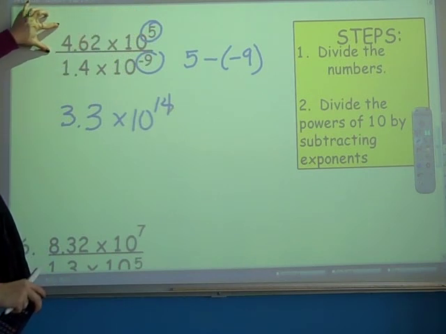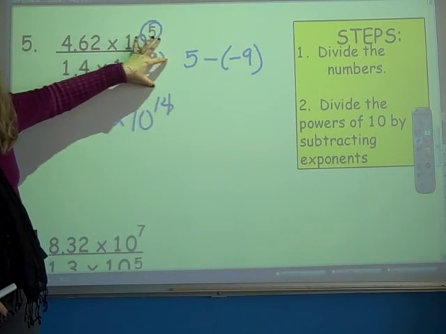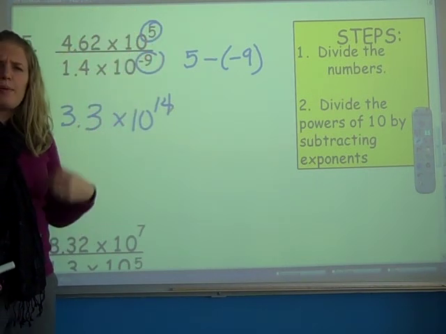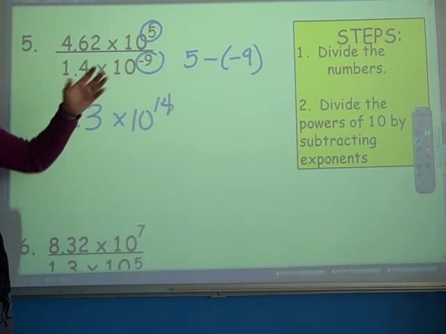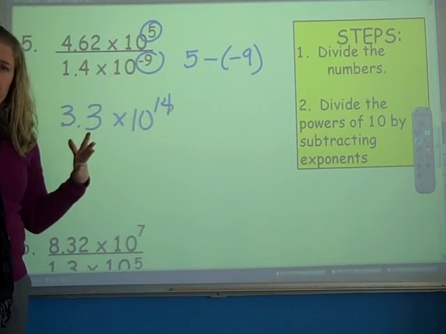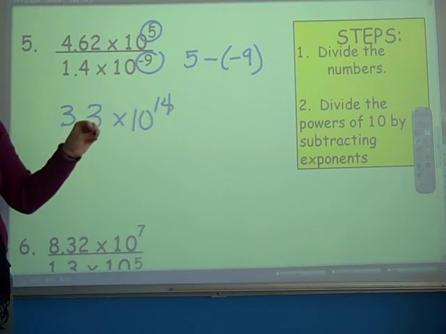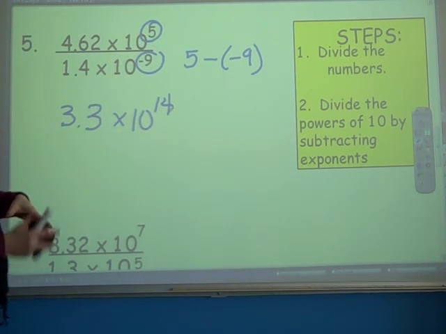This is a big number, and you're dividing it by a decimal. When you divide by a decimal or you divide by a fraction, it's actually going to make your number much larger, okay? Because you're making it into even smaller pieces. So we have a very large number answer here.